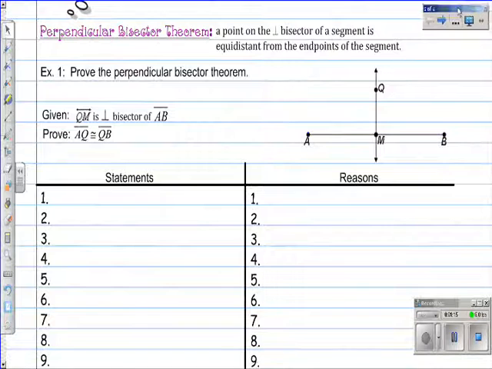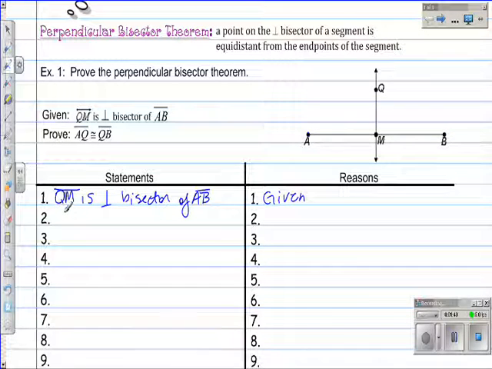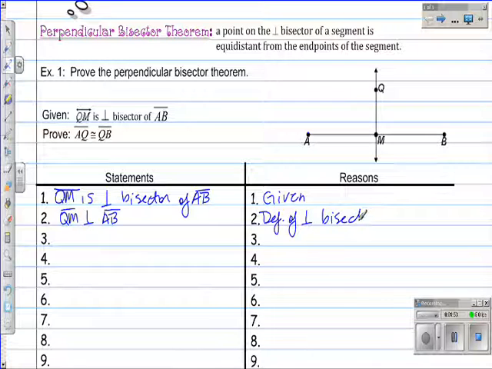Okay, so the perpendicular bisector theorem starts with the given that QM is a perpendicular bisector of AB. Okay, again, that's given. Well, since it's a perpendicular bisector, then QM is perpendicular to AB by definition of a perpendicular bisector.